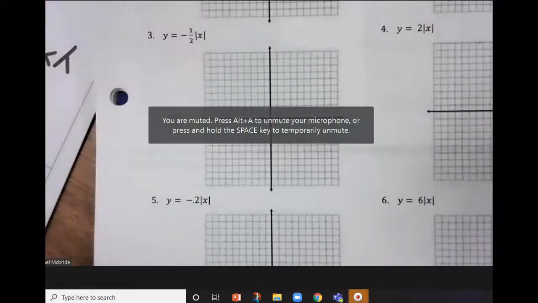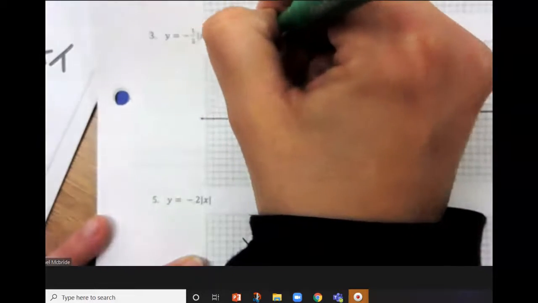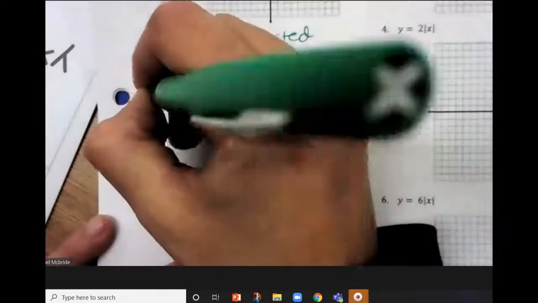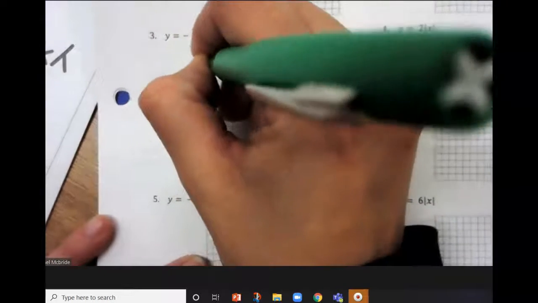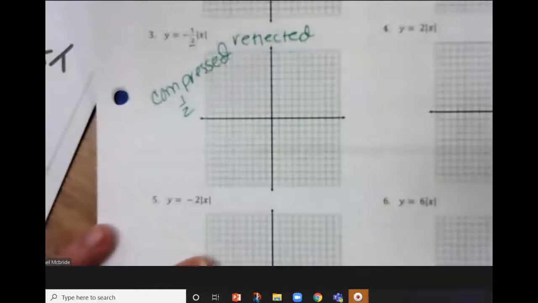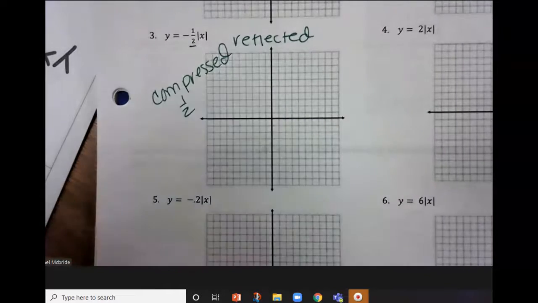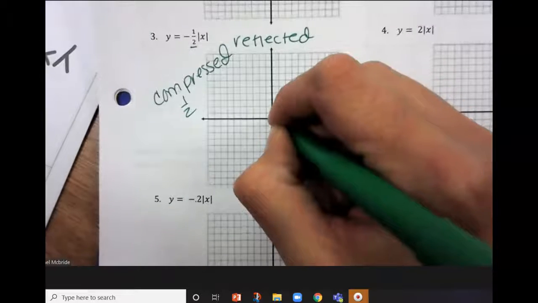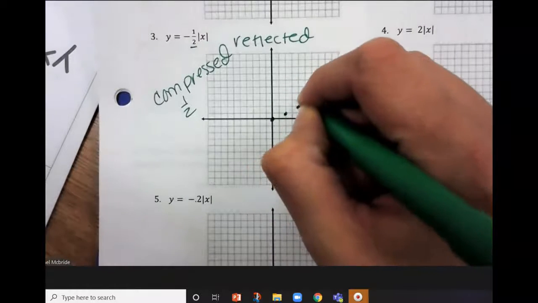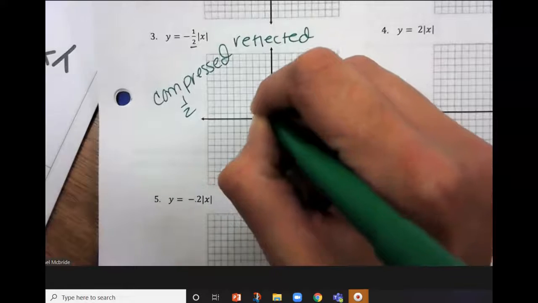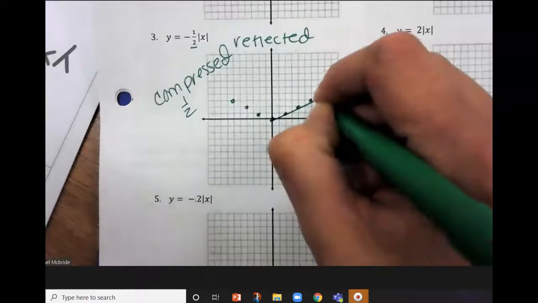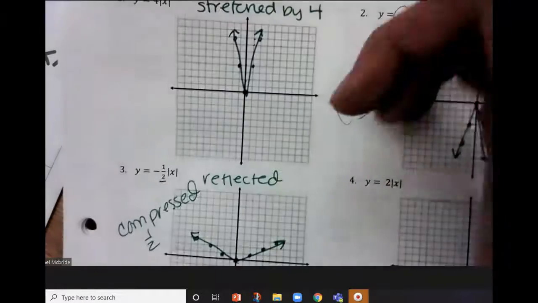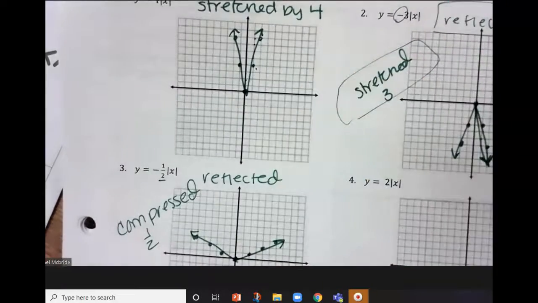So, our graph is reflected. And now that 1/2 tells me that the graph is compressed. So it is compressed by 1/2. That means that this graph is shrunk, basically. So it's going to go through (0, 0), but up 1 over 2, up 1 over 2. So you can see that this graph is wide. That's the compression. This graph is skinny. That's the stretch.